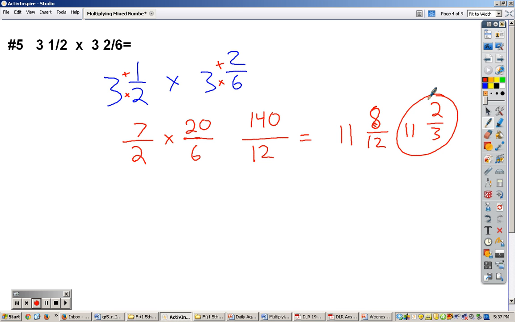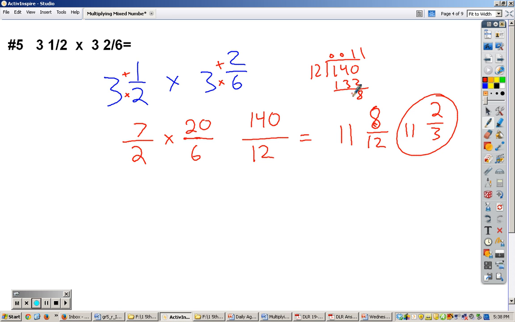The problem with improper fractions is sometimes you just have to deal with the big numbers and figure out, okay, how many times does 12 go into 140? So 11 times 12 equals 132, minus, equals remainder of 8.